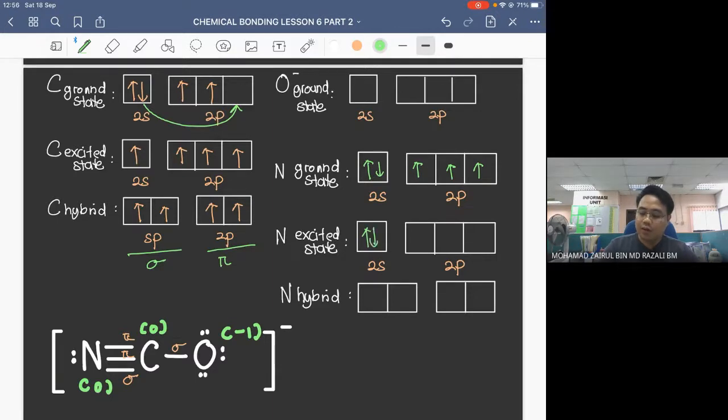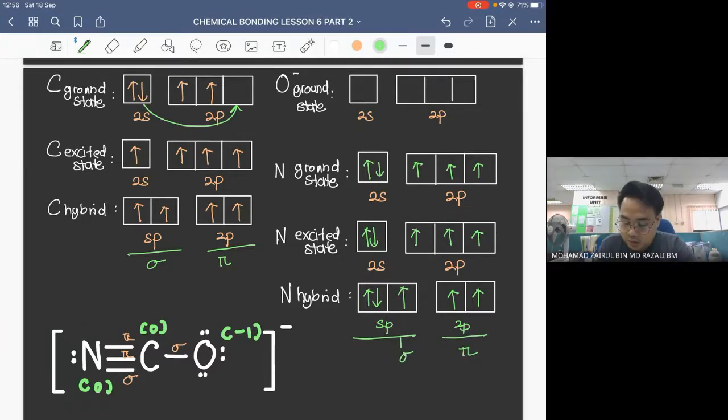Okay, since around the nitrogen itu, hybrid itu juga adalah sp hybrid. Okay, maknanya awak kena gabungkan satu s orbital dan satu p orbital. So dekat 2s orbital ni awak ada pair, awak kena ambil salah satu daripada 2p orbital. Okay, lagi dua ini kita panggil dia sebagai unhybridized 2p. This one is sp. Ini kita akan gunakan untuk sigma, ini kita akan gunakan untuk pi bond.